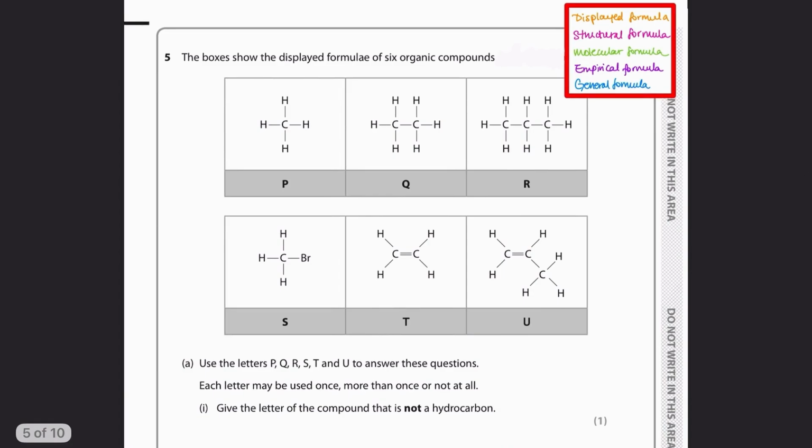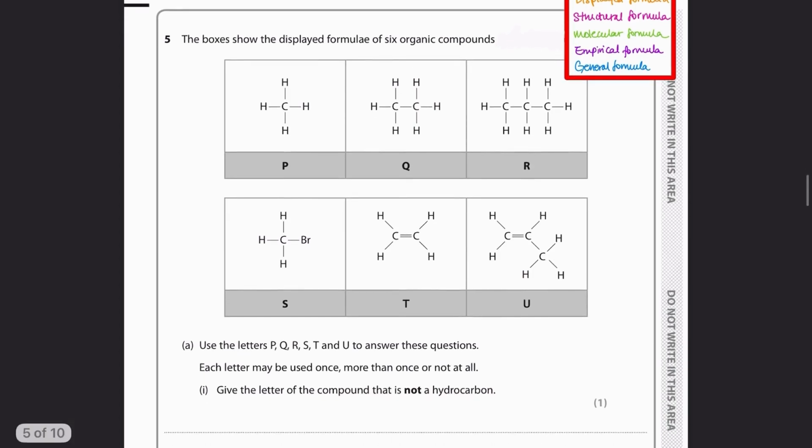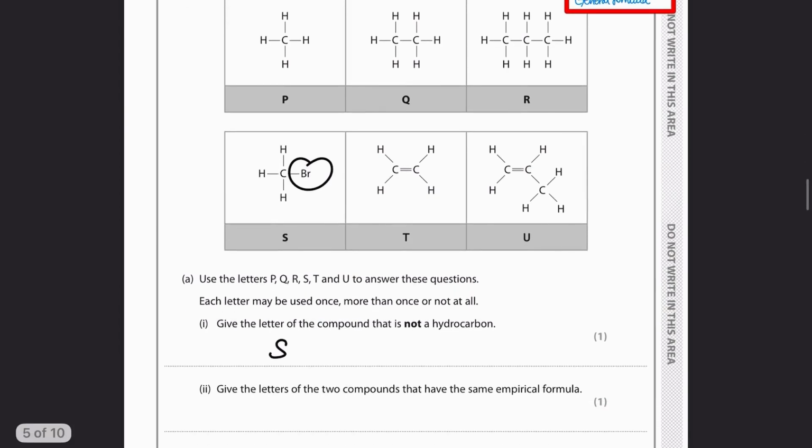Okay, so more diagrams of organic compounds, and it says give the letter of the compound that is not a hydrocarbon. This is getting much easier now, isn't it? Who's not a hydrocarbon? It's got to be S, because it doesn't have hydrogen and carbons only.